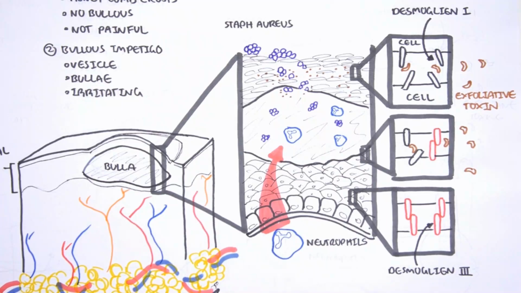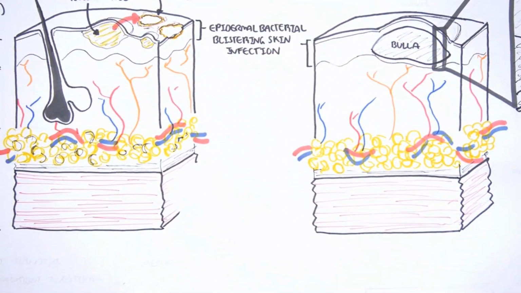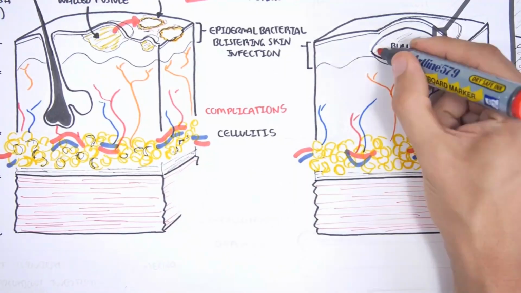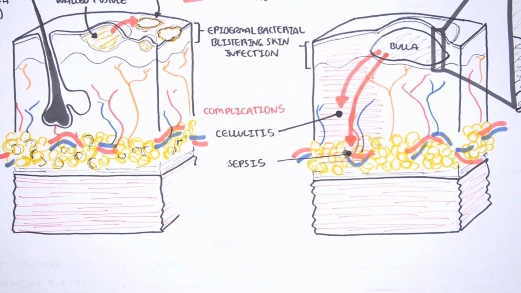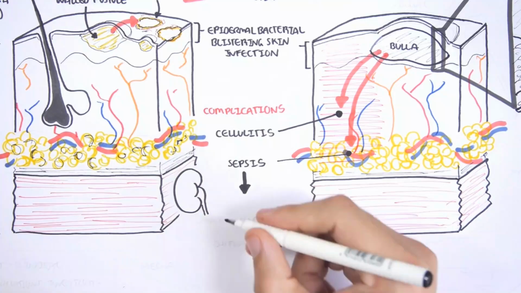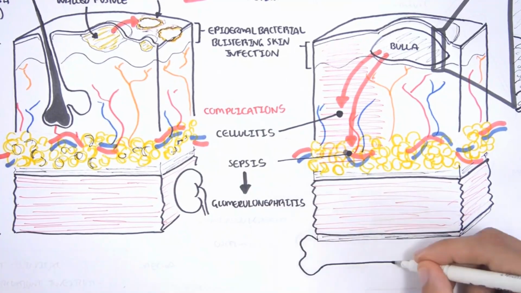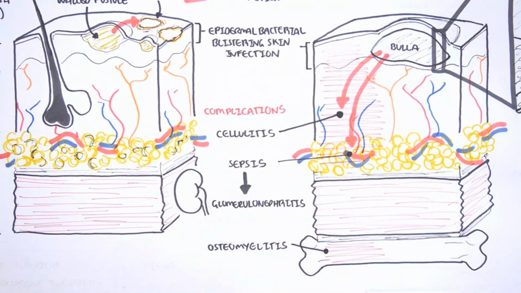However, if the bacteria is able to go past the epidermal area, it can cause some complications. These complications include cellulitis, which is infection of the dermal and subcutaneous tissue. If the bacteria that causes impetigo can invade further, it can also enter the blood vessels such as the capillaries, causing sepsis and bacteremia. Other complications of impetigo include glomerulonephritis, which is particularly caused by group A streptococcus, also known as Strep pyogenes. In severe and rare cases, it can also cause osteomyelitis as a complication.